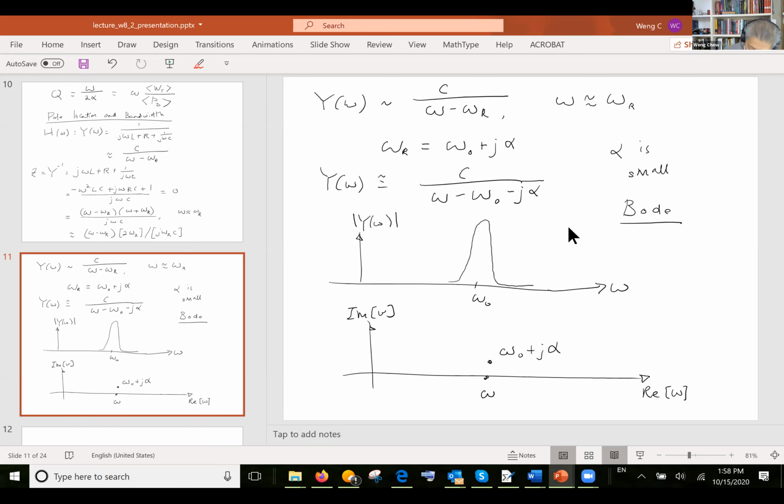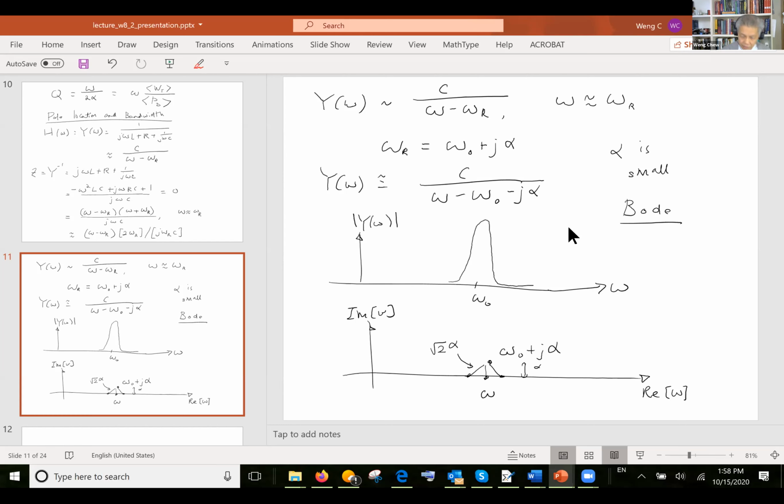And then it will drop to 1 over root 2, and if this length is alpha, okay, this length over here, you can do trigonometry. This length here will be square root of 2 times alpha, okay, square root 2 of alpha.